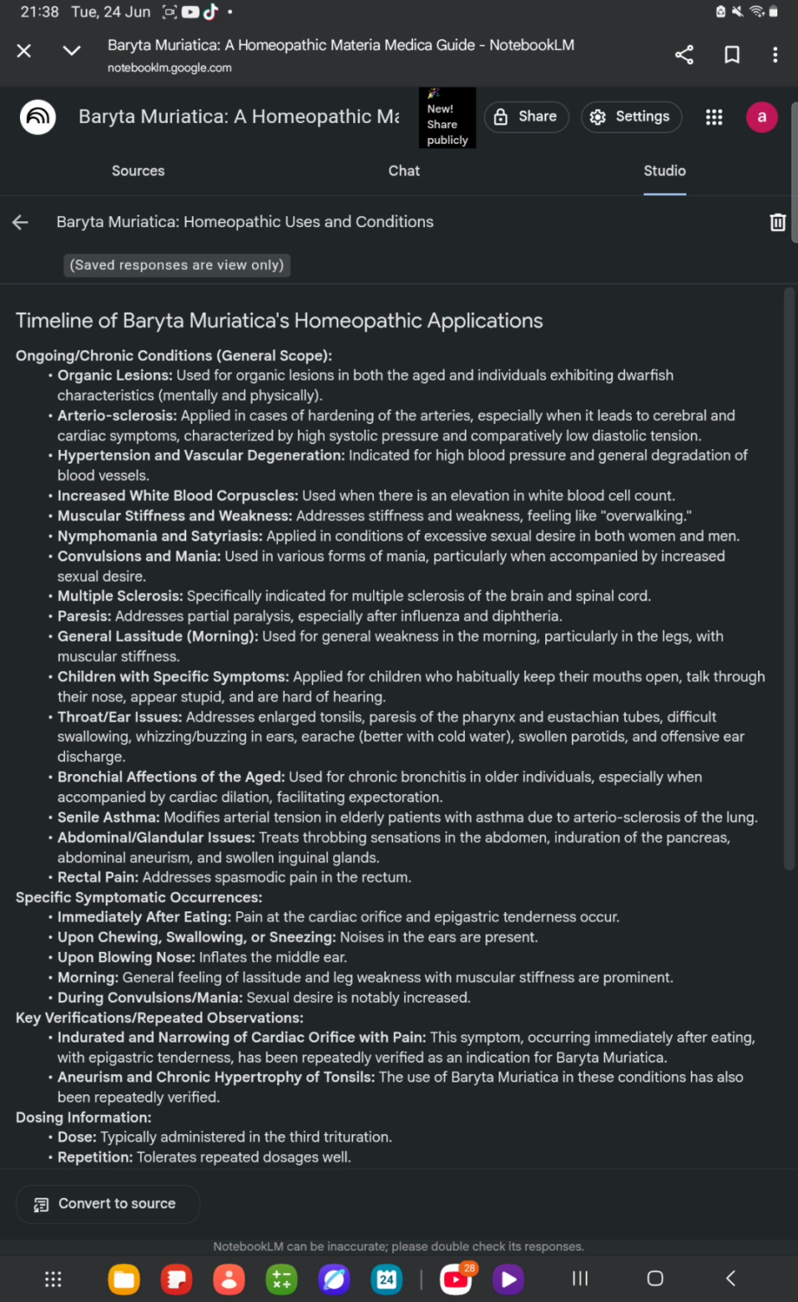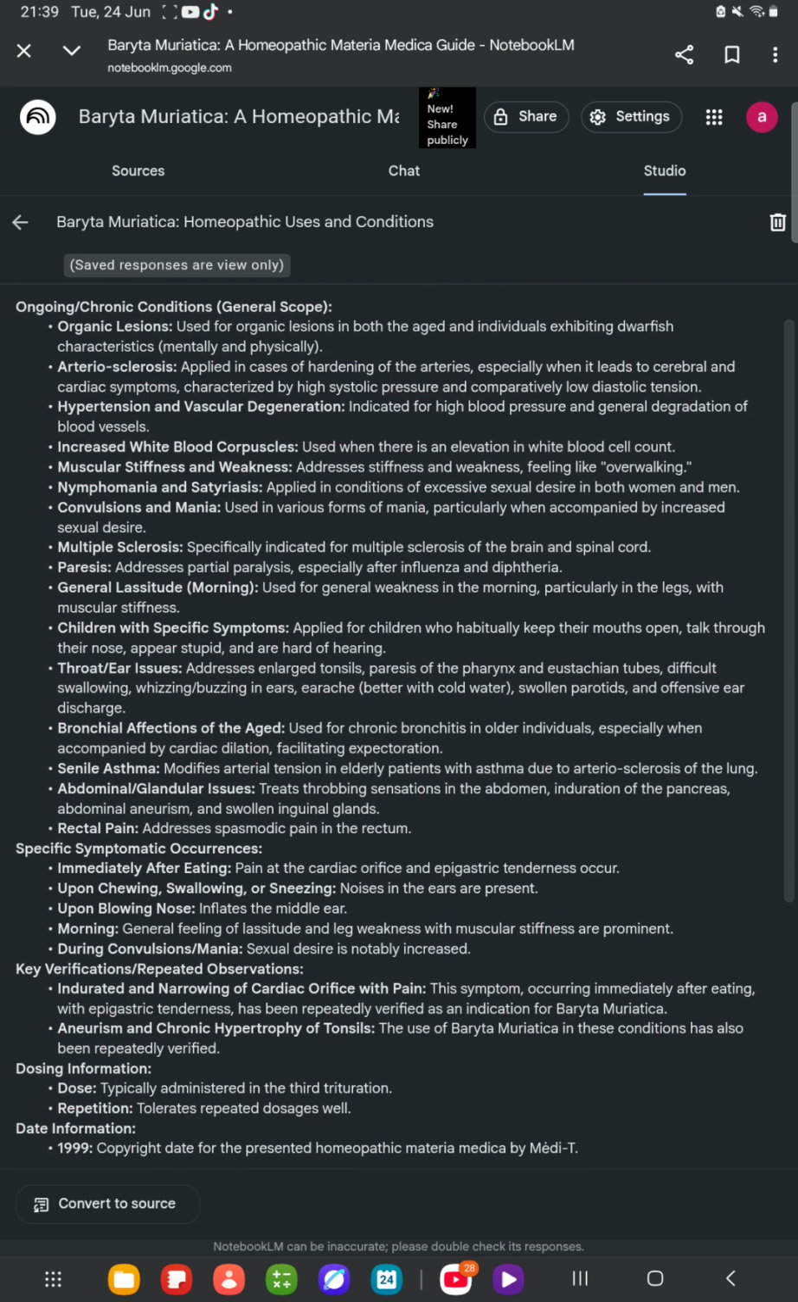Fascinating stuff. So Boericke kicks things off by linking Baryta Muriatica to, and I'm quoting here, organic lesions of the aged and dwarfish, both mentally and physically. That term, organic lesions, what's that generally telling us about the focus? So organic lesions in this kind of context usually refers to actual documented structural changes, damage or degeneration in the body's tissues. Okay, so not just fleeting symptoms. Exactly. It points towards deeper, often chronic conditions.